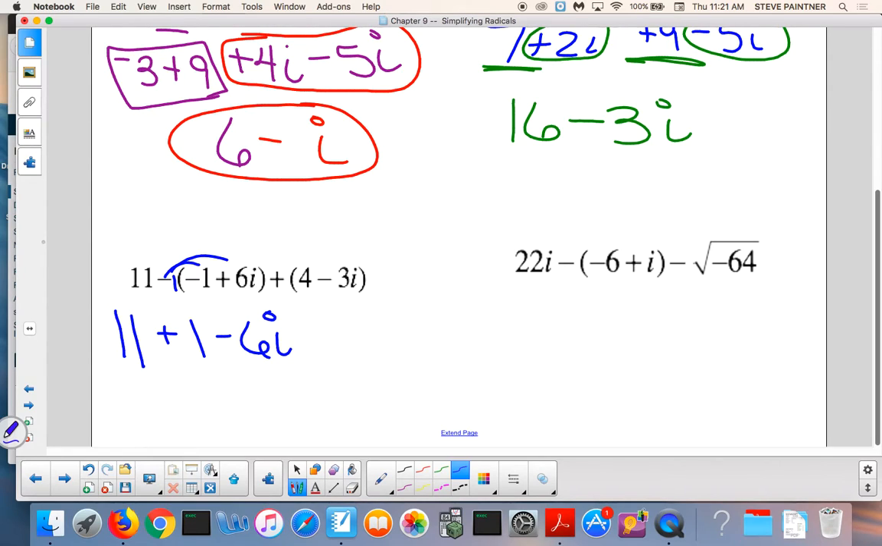Okay, then followed by a plus sign. Do you do anything with pluses? No. Plus what? 4. Plus 4. Plus what else? Minus -3i. There you go. That's what you should have written down.